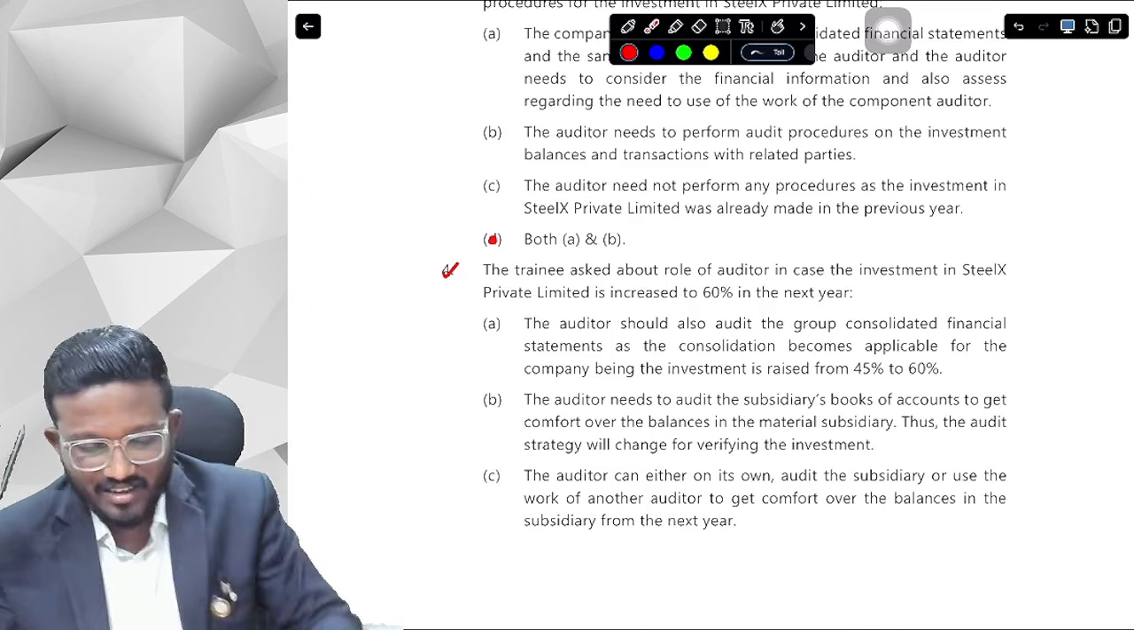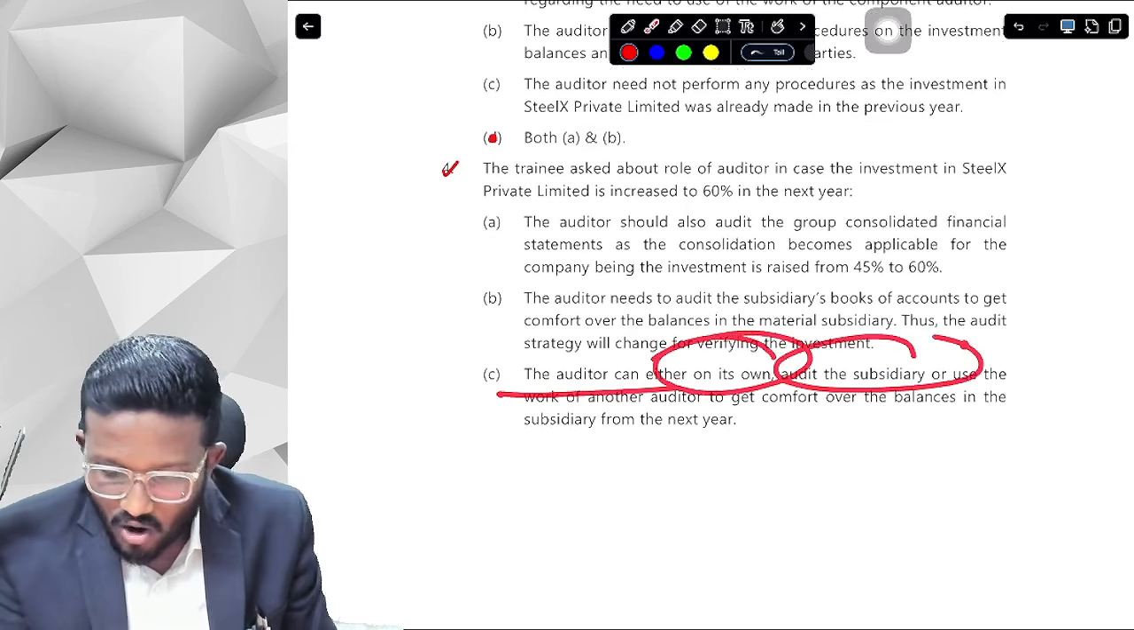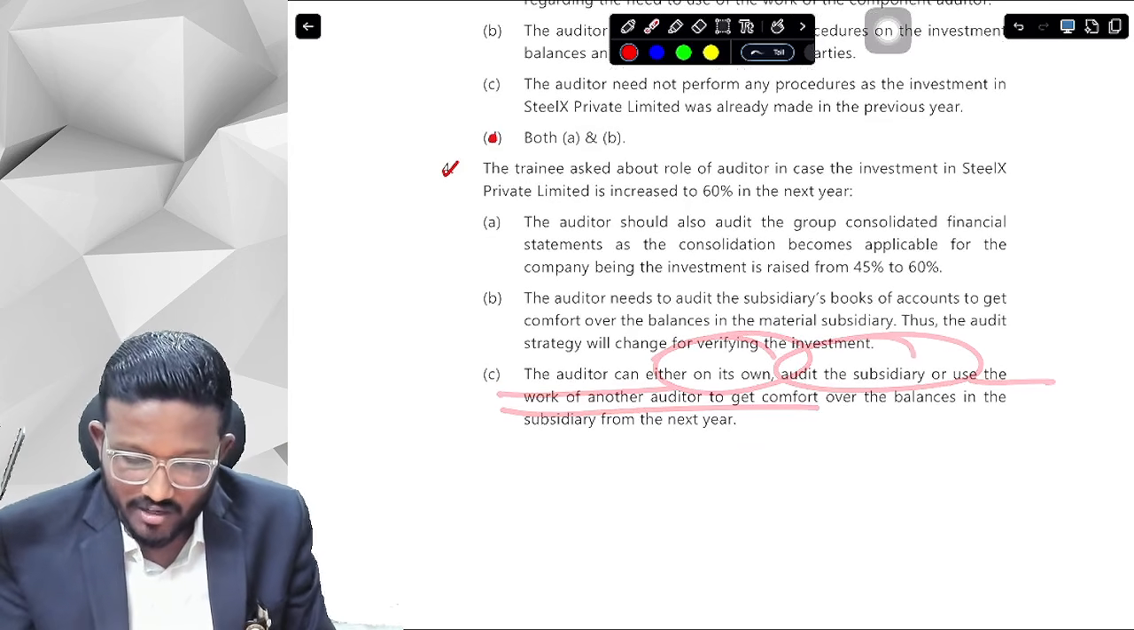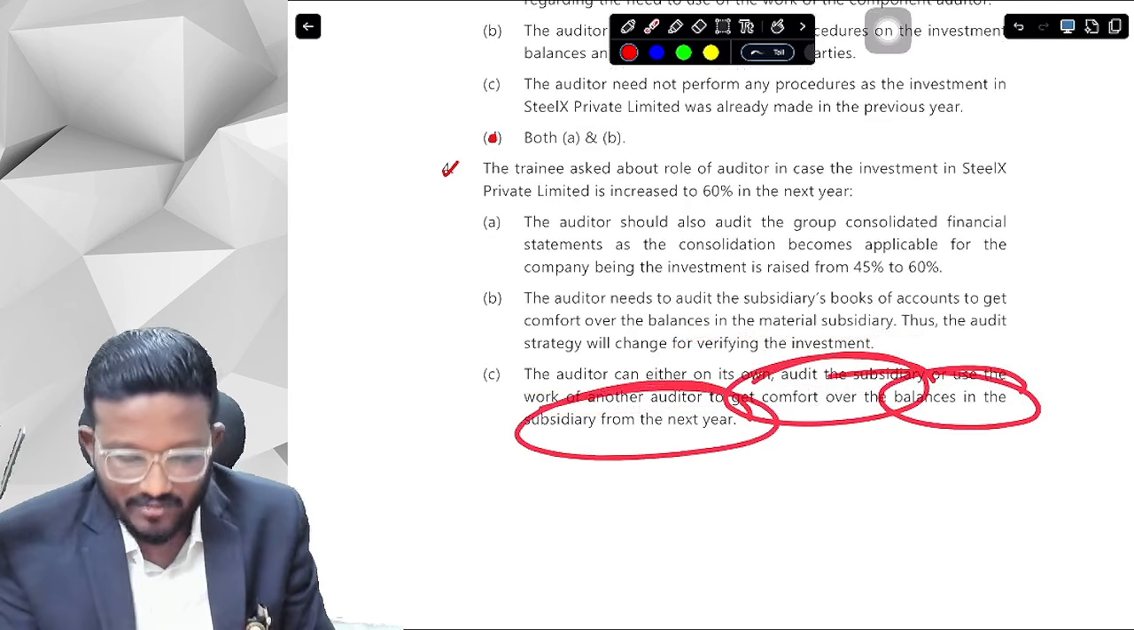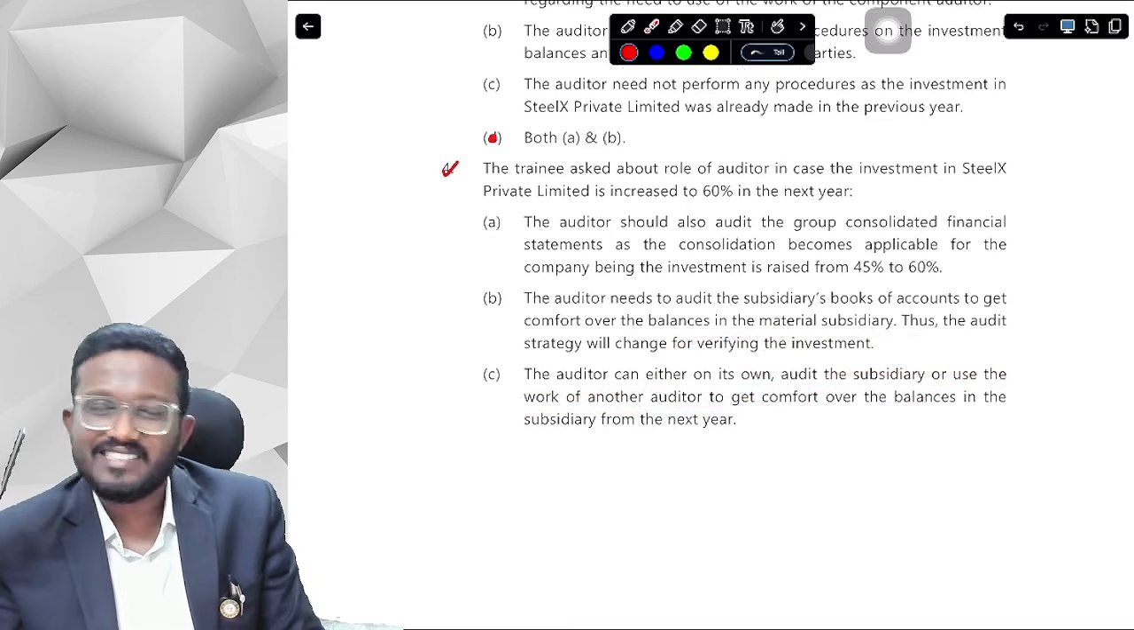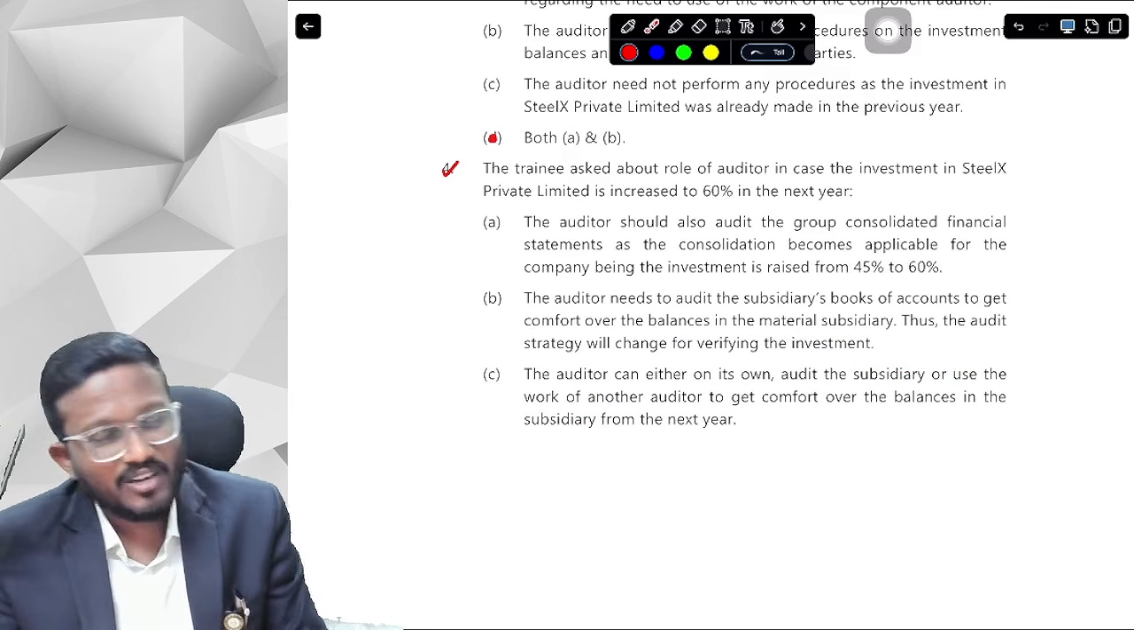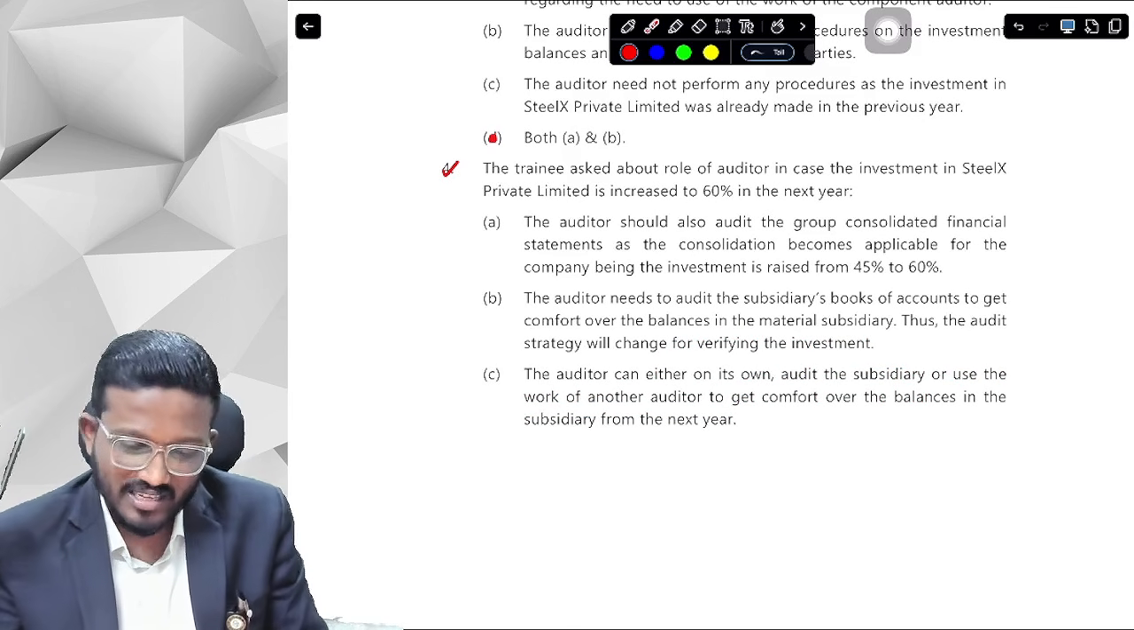Okay, yes sir. Third is, the auditor can either on its own audit the subsidiary or use the work of another auditor to get comfort over the balances in the subsidiary from the next year. No sir, this has been our subsidiary from the previous year itself, so we could have done the same thing from the previous year itself. Okay, yes sir.